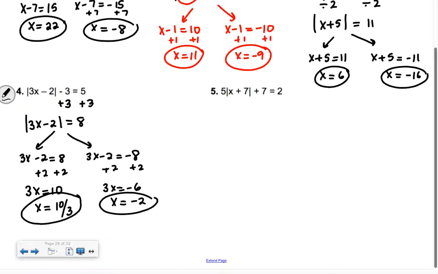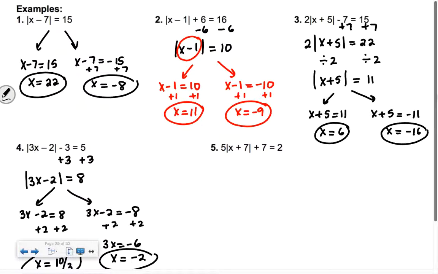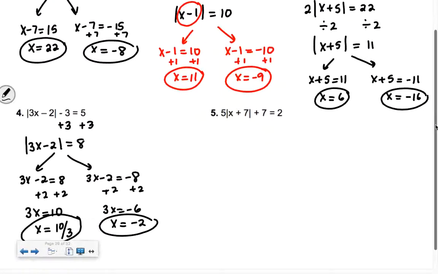So previously, some of you guys are going to get this, some of you guys aren't. Previously, we had nice answers, nice integer answers. We didn't have fractions. Why did I have a fraction all of a sudden on this one?